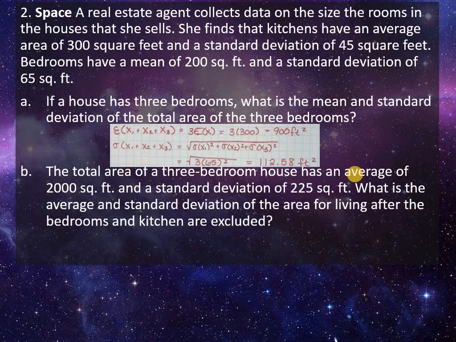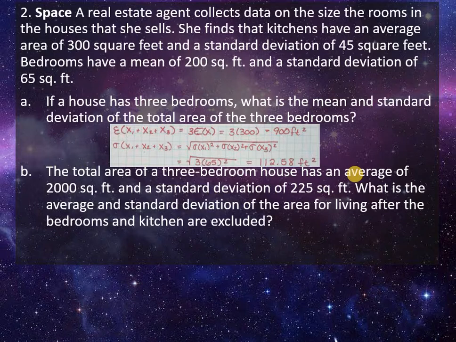Okay? Now, a total area of a 3-bedroom house has an average of 2,000 square feet, standard deviation of 225. What is the average and standard deviation for the living area after the bedrooms and kitchen are excluded? So if I'm going to talk about this and I want to represent it with the model, if I were to talk about the whole house, it is made up of what? 3 bedrooms, a kitchen, and whatever else is out there.